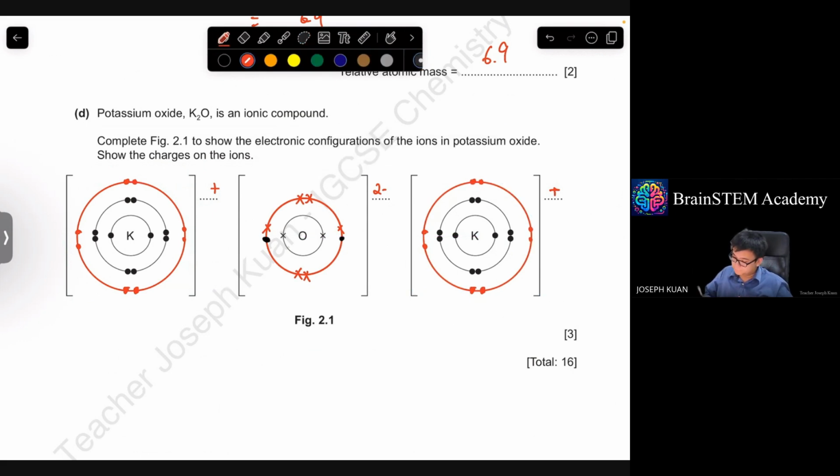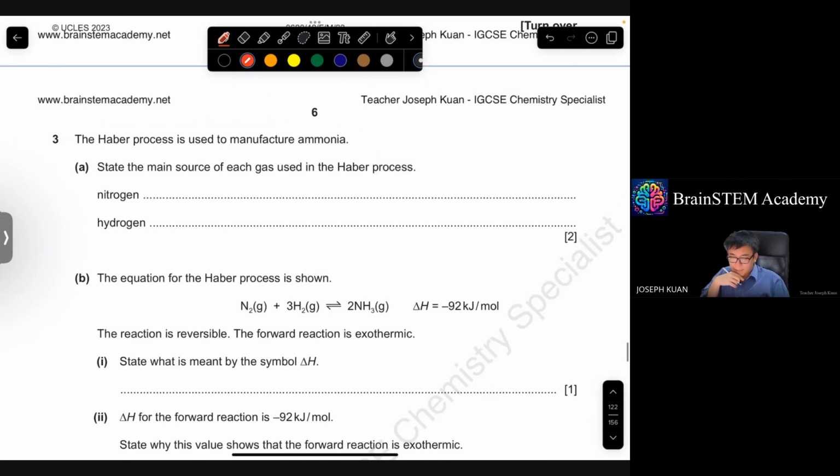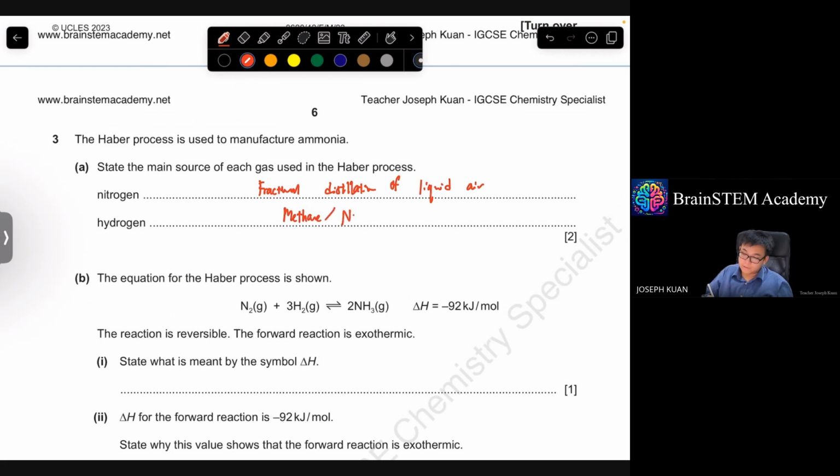Okay, next question. The Haber process is used to manufacture ammonia. State the main source of each gas used in the Haber process. Nitrogen is gathered by fractional distillation of liquid air. Hydrogen is gathered from methane, or you can say it comes from natural gas.